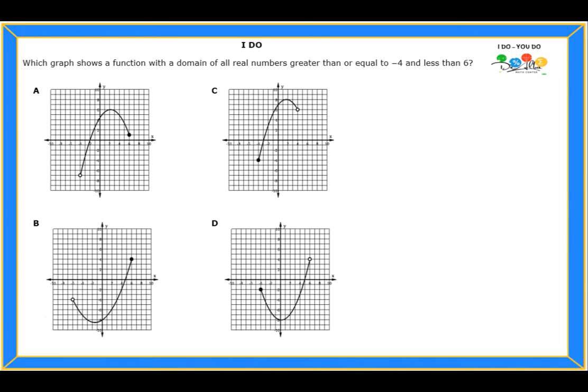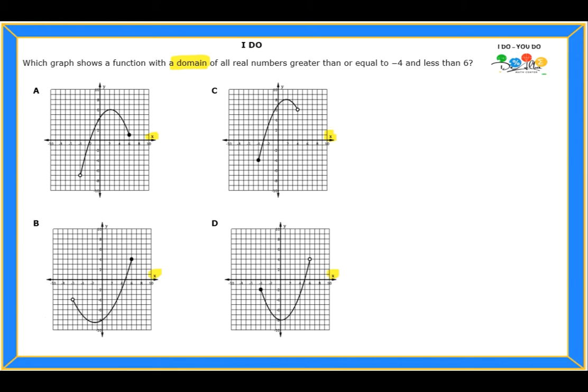And it says, which graph shows a function with a domain of all real numbers greater than or equal to -4 and less than 6? So I'm looking for domain. And if you remember, domain has to do with all the values that I can find on my x-axis, which is my input, right? So I'm highlighting the x because that's what I'm going to be looking for, okay?